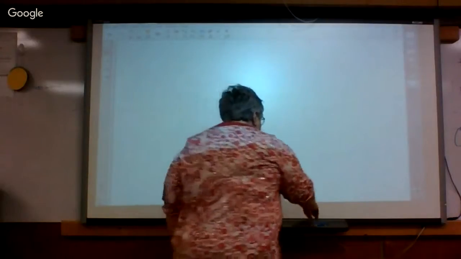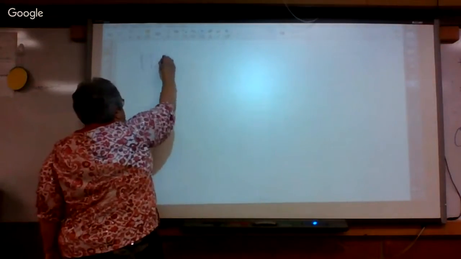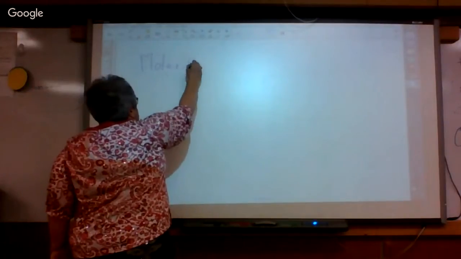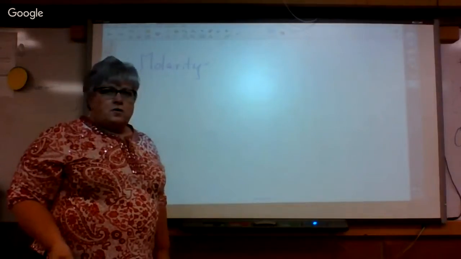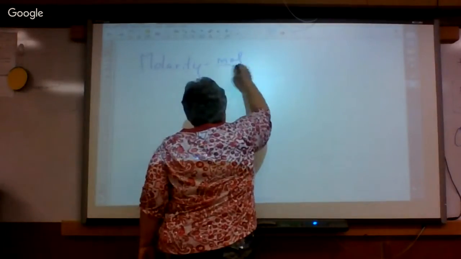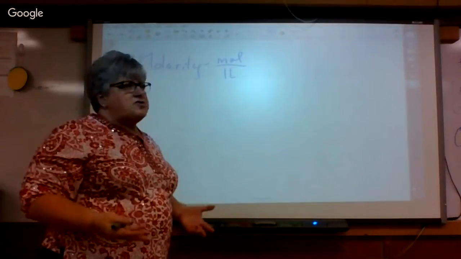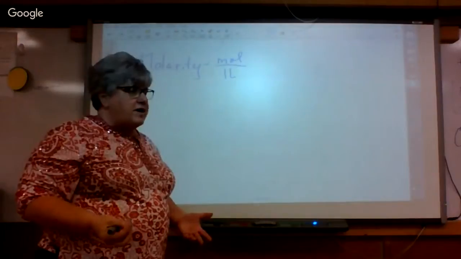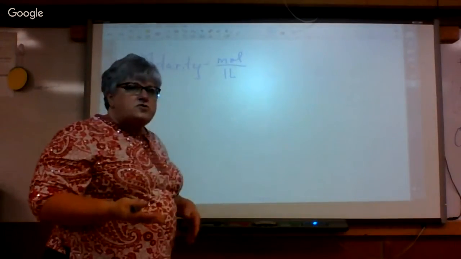The first thing that I want to go over is molarity. We know, because we've used molarity in stoichiometry, that the units for molarity are moles over 1 liter. What we're trying to learn to do is how to make a solution, a particular molar solution of something.